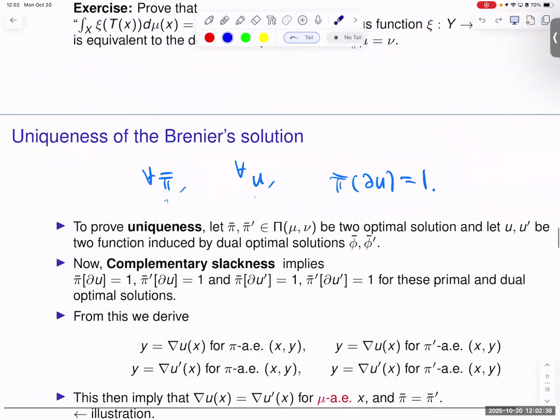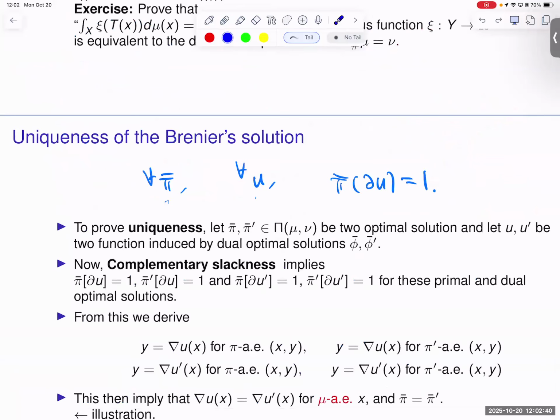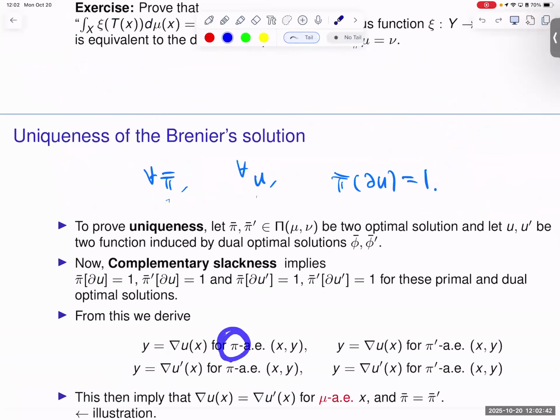Namely, on one hand, pi is given by the mapping as the gradient of u. Also, the same pi, because of this relation, is also the mapping given by the gradient for u prime.